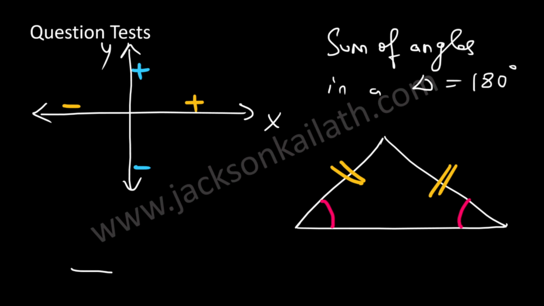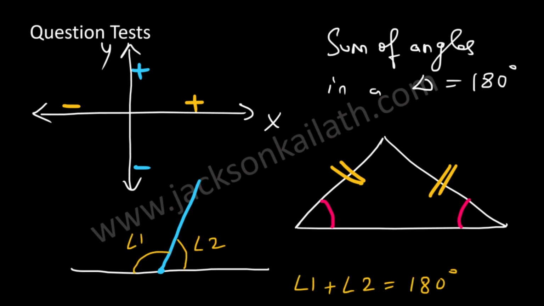And finally, if you take two angles which are a linear pair, right? So this angle plus this angle form a straight angle, or these two angles are a linear pair. So if you add them up, you will get 180 degrees. So these are the various concepts tested in this question.